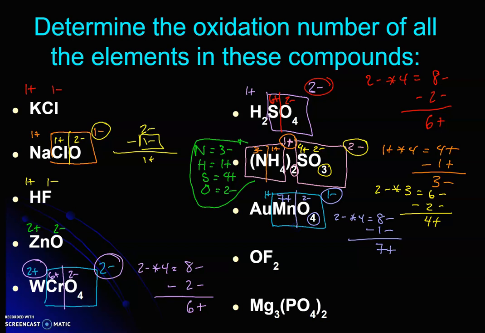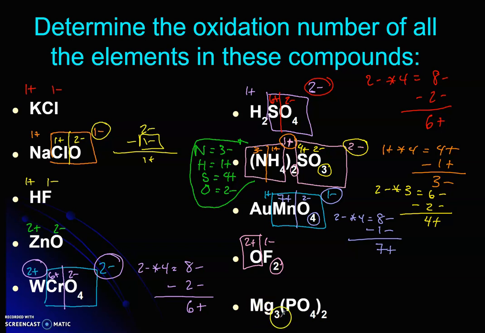Now we have our OF2, oxygen difluoride. Fluorine is a 1 minus. I have 2 of them, so oxygen here has to be a 2 plus. This is the only time that oxygen loses out. Okay, it is superseded in charge by your fluoride.